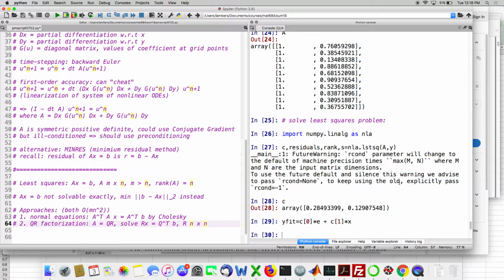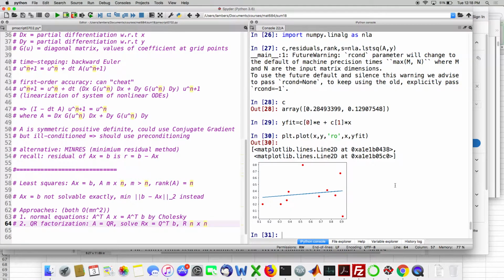So now I want to do my plot again, but in addition to the data, I want to plot the line also. X and then y fit. And then I'm not going to specify a color. It's going to connect the dots and use the default color of blue. So once I do that, okay, so this is the least squares line.